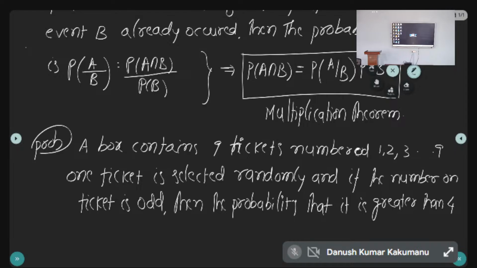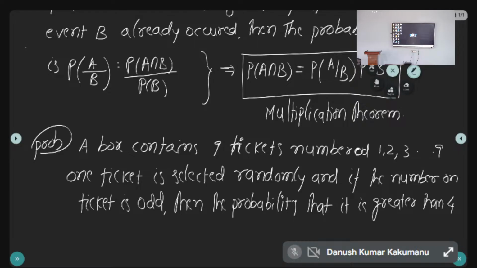If I follow the definition, let A be one event and B be another event. By the conditional probability definition, P of A by B is equal to P of A intersection B by P of B. That we have to write. That is for the theory exam, to get marks only. But as a logical student, what is your answer?